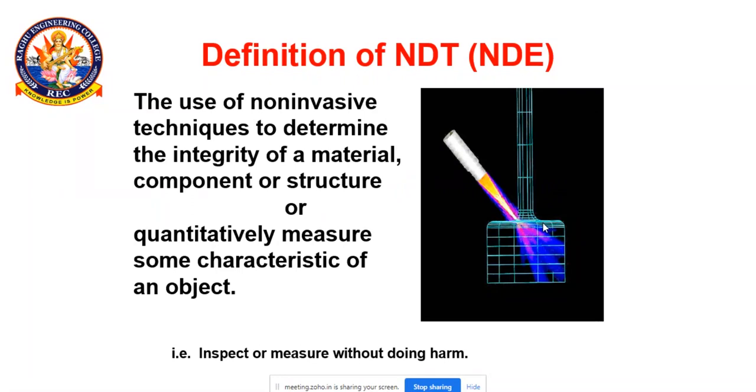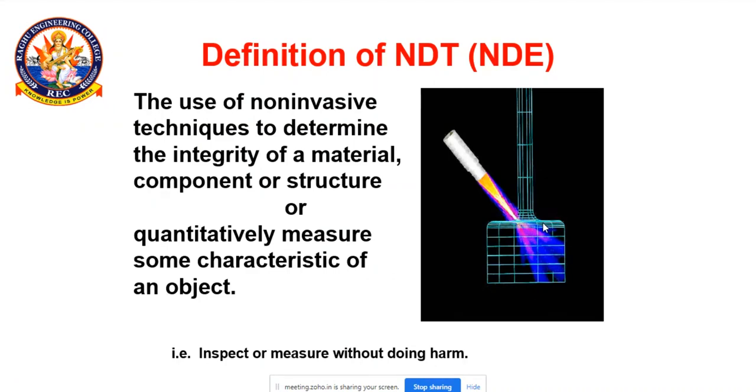There are three points in this definition. One is the non-invasive technique, and the second is determining the integrity. For what? Material, component, and structure. What is non-invasive? Invasive is nothing but destructive. Non-invasive means non-destructive techniques. Here we have decided that we are going to test the material without any destruction.